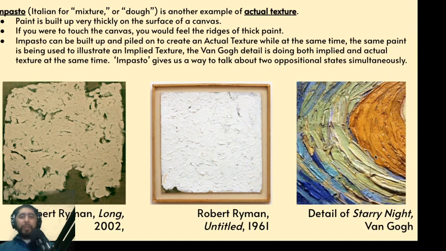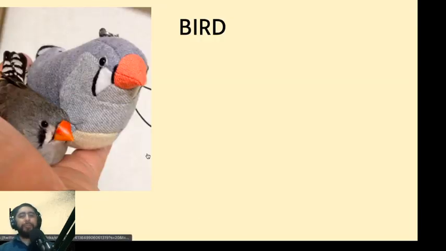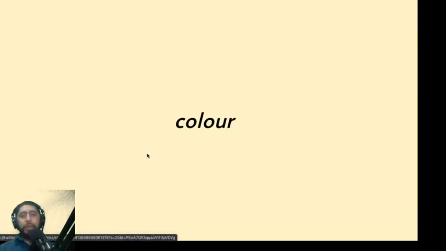So everyone's familiar with Van Gogh and how he has a lot of chunky bits in his paintings, but we'll be talking about white canvases later on this term, how it makes some people upset. But yeah, Robert Ryman uses a lot of texture in his work. Here's a bird.